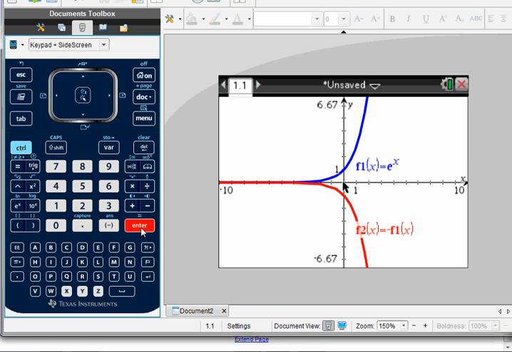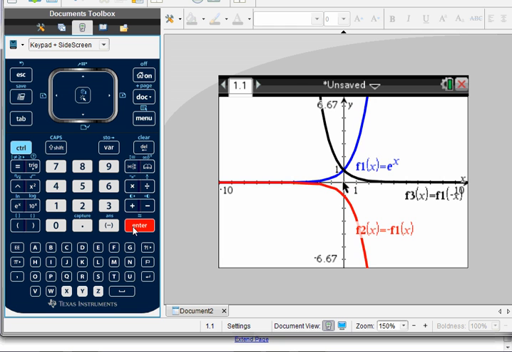Actually, I could. How do you think I could use function notation? Could I do f1 of minus x? Should we try it? I haven't tried it. I have to have the minus sign. Minus x. There it is. Can you ever get e to the x to be negative?